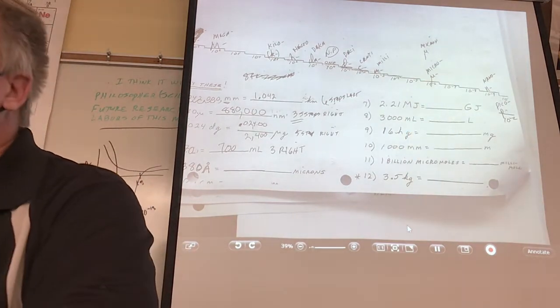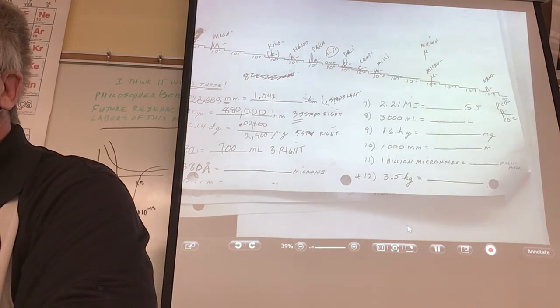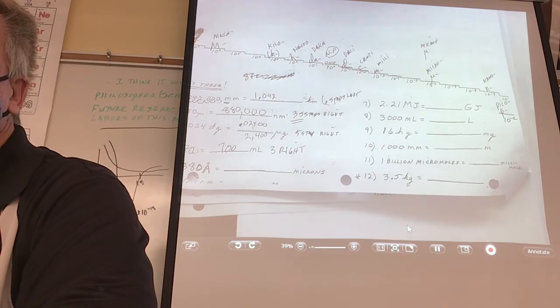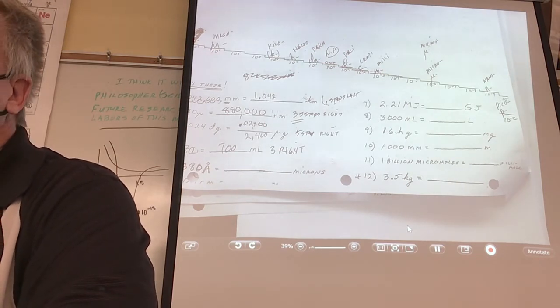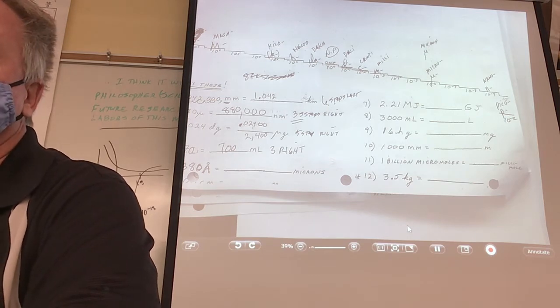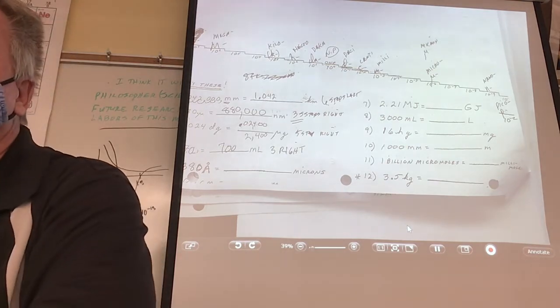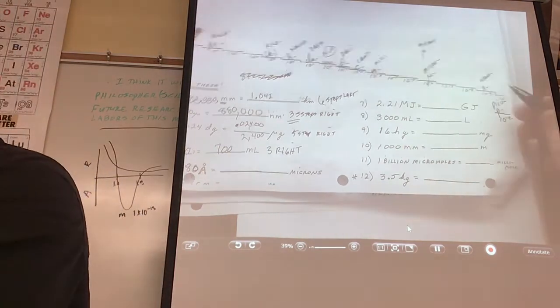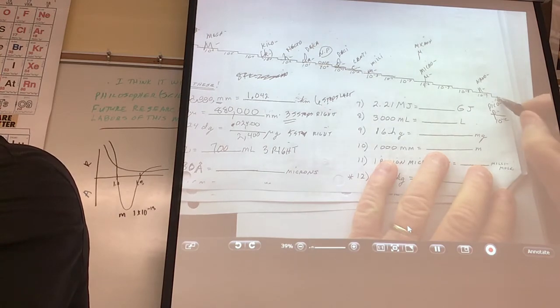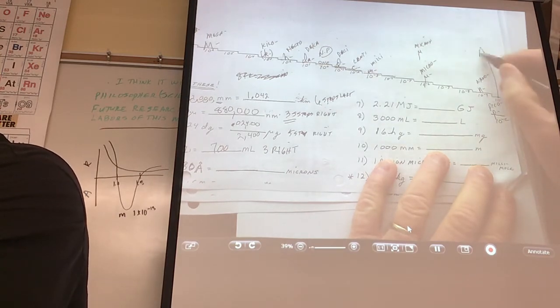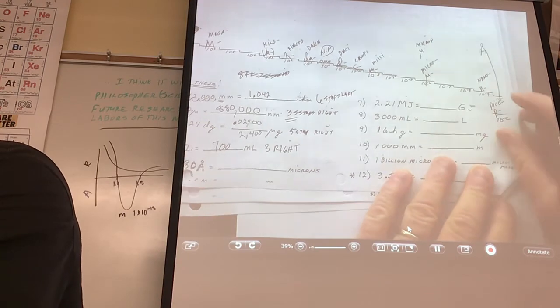Sally, what do you start with? Where are you going to find angstroms on this thing? Even though angstrom is not a prefix, what power of 10 is it associated with? 10 to the minus 10. All right, so you start at 10 to the minus 10. That's over here, isn't it? Okay, so that's where I'm going to put angstrom. And where are you going? Where's micron?